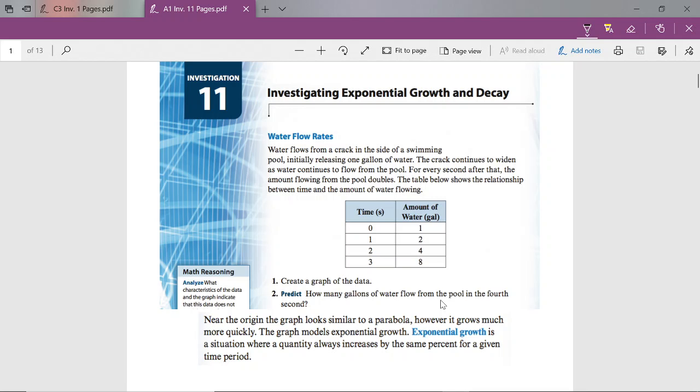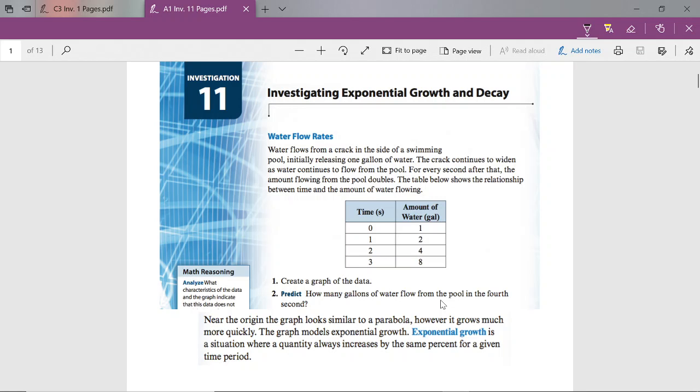Water flows from a crack in the side of a swimming pool, initially releasing 1 gallon of water. The crack continues to widen as water continues to flow from the pool. For every second after that, the amount flowing from the pool doubles. The table below shows this relationship between time and the amount of water flowing.